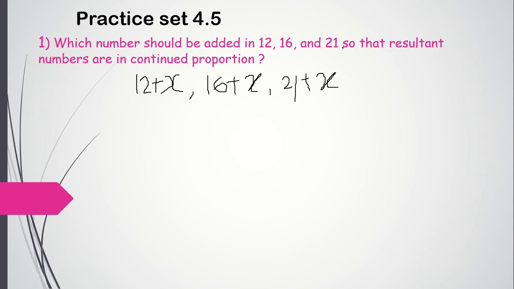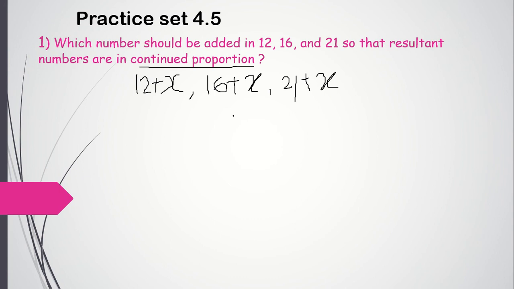Which number should be added to these numbers so that the resultant numbers are in continued proportion? So we say that let x be added to these numbers so that they become in continued proportion after x is added to them. Right now they may not be in continued proportion, so we assume that let x be added to them so that they are in continued proportion. Now we have added x to them, so they are in continued proportion.